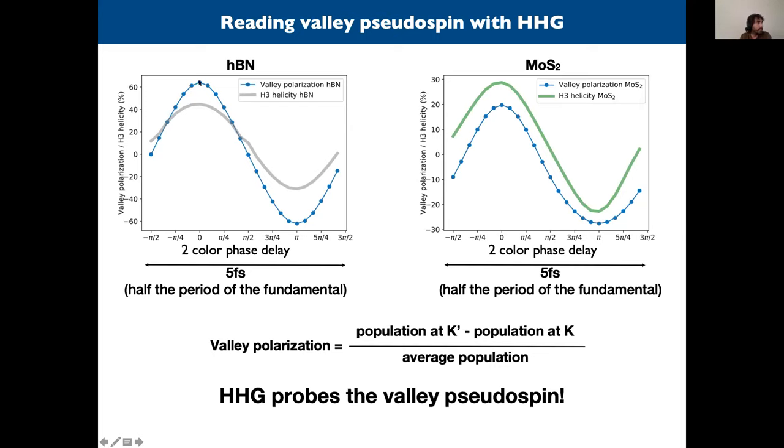The blue line here is the valley polarization measured from the electron populations, and the gray line is measured from the helicity, or the ellipticity, of the third harmonic of the probe. In the right panel, I show you simulations for MoS2, for the same 3 micron laser, to demonstrate that this valley polarization is possible with the same laser system for two materials with drastically different band gaps. The band gap of hBN is three times bigger than that of MoS2, and still we can have a great deal of valley polarization.